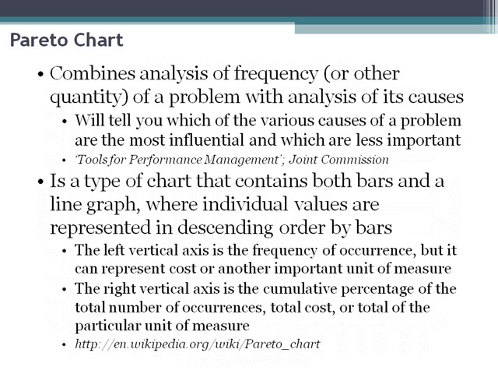The left vertical axis is the frequency of occurrence, but it can represent cost or any other important unit of measure. And the right vertical axis is the cumulative percentage of the total number of occurrences or total cost or anything else. Don't get caught up in the specific definition of what a Pareto chart was intended to measure or what it does measure. Go off the second big bullet, that Wikipedia definition.